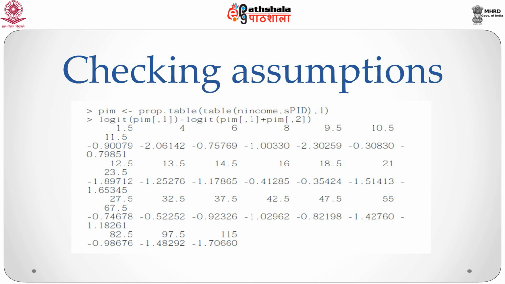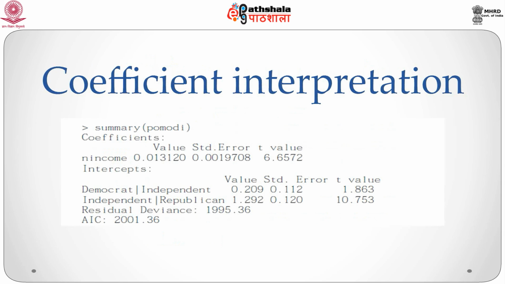We can consider the interpretation of the fitted coefficients and see that the odds of moving from Democrat to Independent or Republican category, or from Democrat or Independent to Republican, increases by a factor of e to the power 0.01312, which is equal to 1.0132, as income increases by 1 unit. Note that income is measured in $1,000 units. Note that even though the models are different and the assumptions are different, the log odds are quite similar to those obtained in the multinomial logit model.